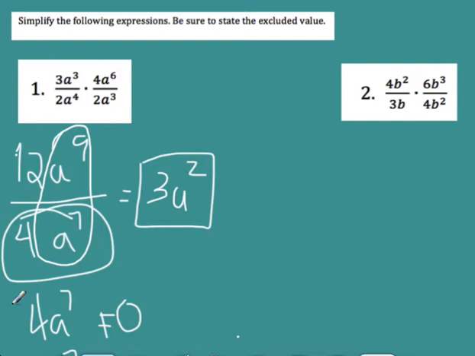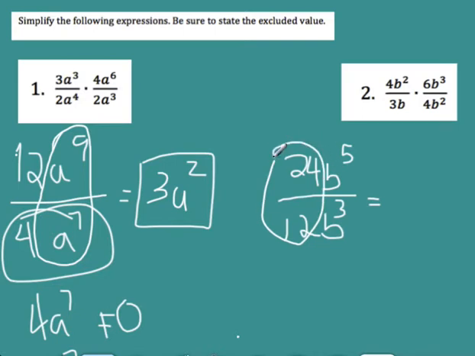Now let's take a look at this one. We're going to multiply our coefficients. So 4 times 6 is going to give us 24. B squared times b to the third, you add those exponents and get b to the fifth. On the bottom, 3 times 4 is 12. B to the first times b squared gives me b cubed. So first thing I'm going to do is simplify that. 24 divided by 12 is going to give me 2. Then when I have b to the fifth divided by b to the third, I can subtract those exponents and that'll give me b squared.